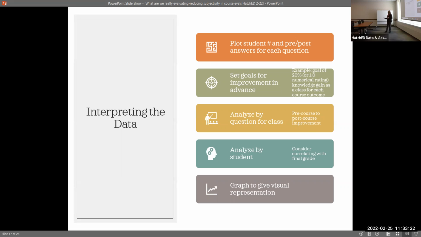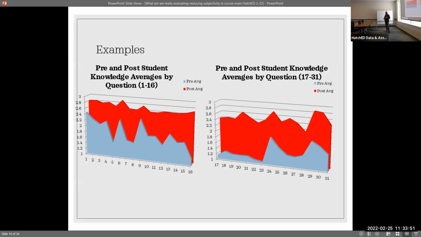I could make that goal higher and say I want a 40% increase, but I set that goal ahead of time. And then I analyze by question for the class from pre to post-course. I also analyze by student, not necessarily every student individually, but the overall average of the students, pre to post course on each question and overall. And then I like to graph it to give myself a visual representation of the data. So this is just an example of how it might look. This was when I was using a 3-point scale. So you can see the 1 to 3 on the far left there.